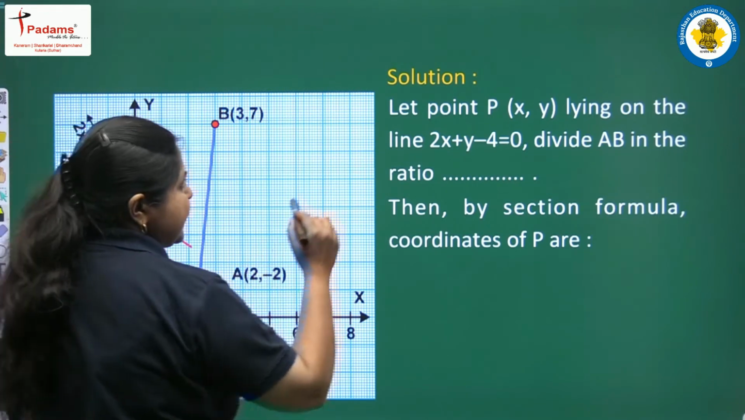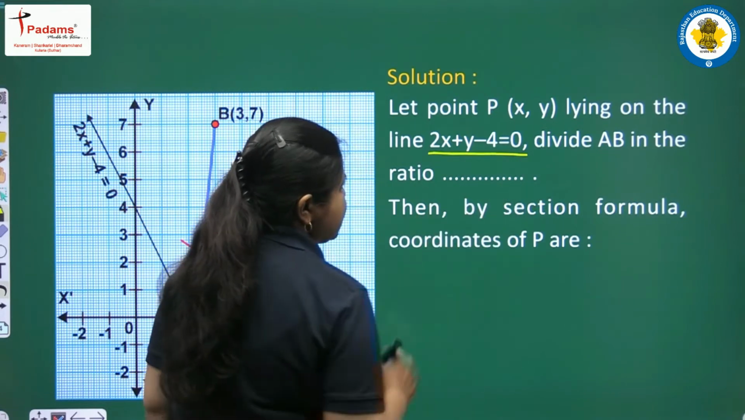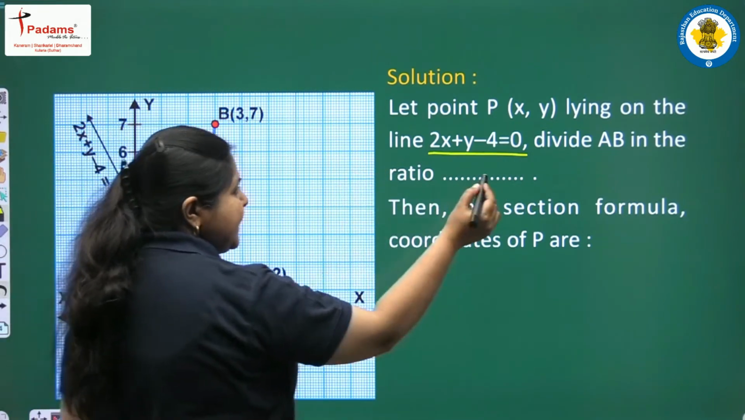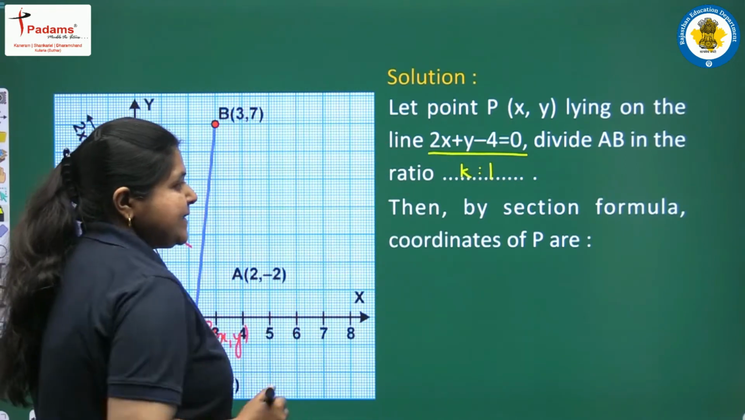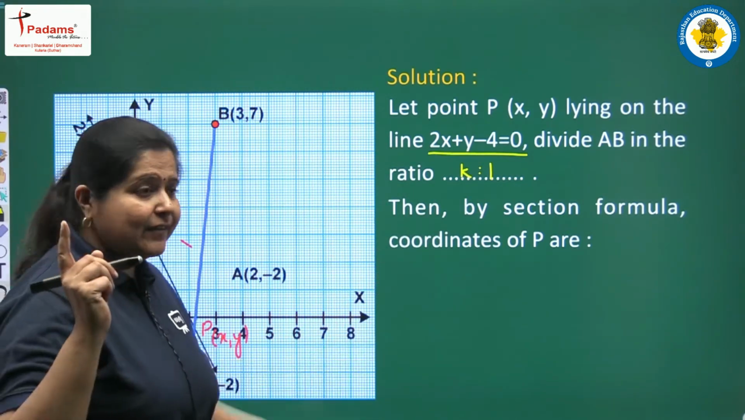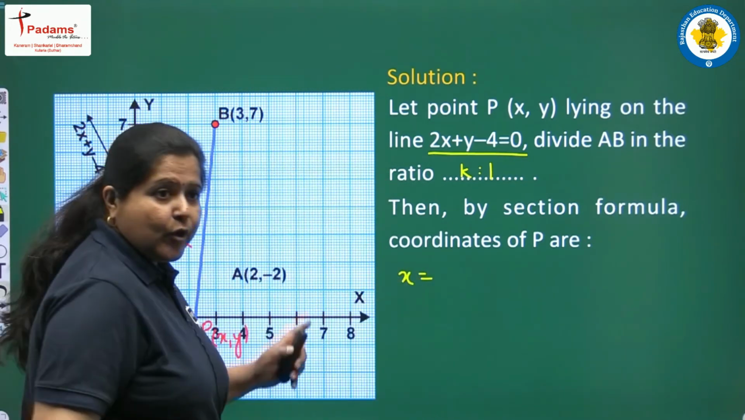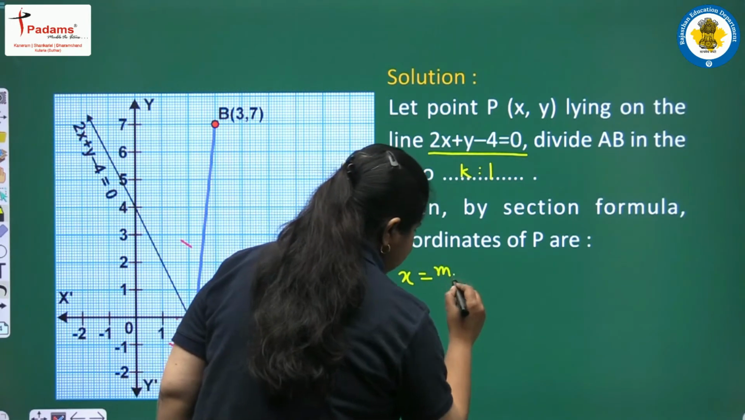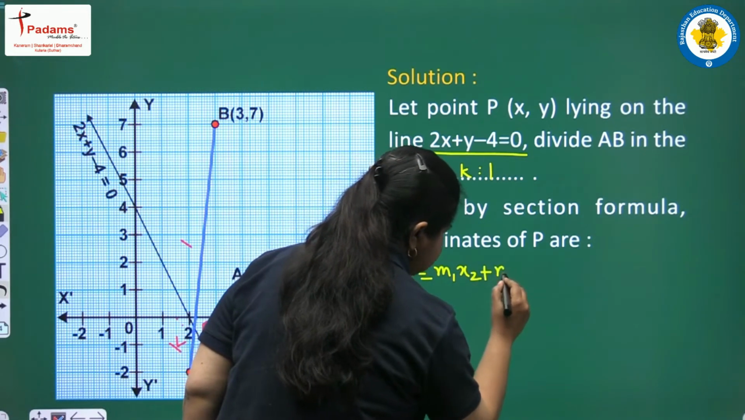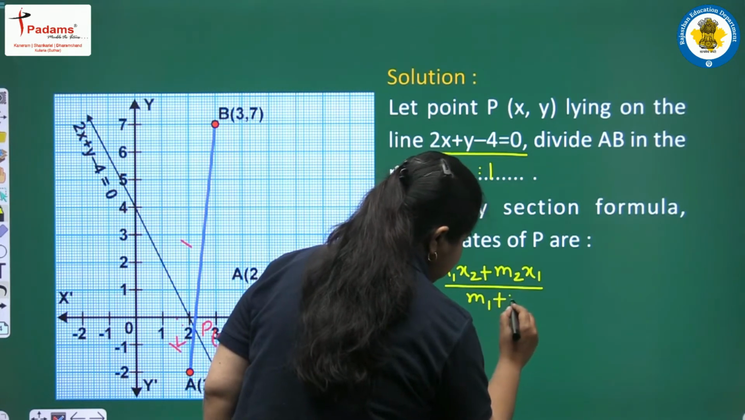Here we have taken, let point P x, y lying on the line 2x plus y minus 4 equal to 0 divide AB in the ratio k:1. We have assumed it. Then by section formula, coordinates of P will be, we first take the x coordinate. Yes, what is the formula? Let us recall, it is m1 x2 plus m2 x1 upon m1 plus m2.